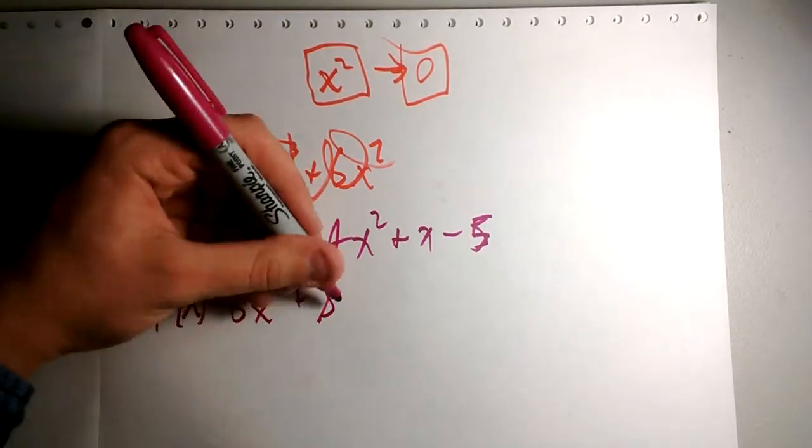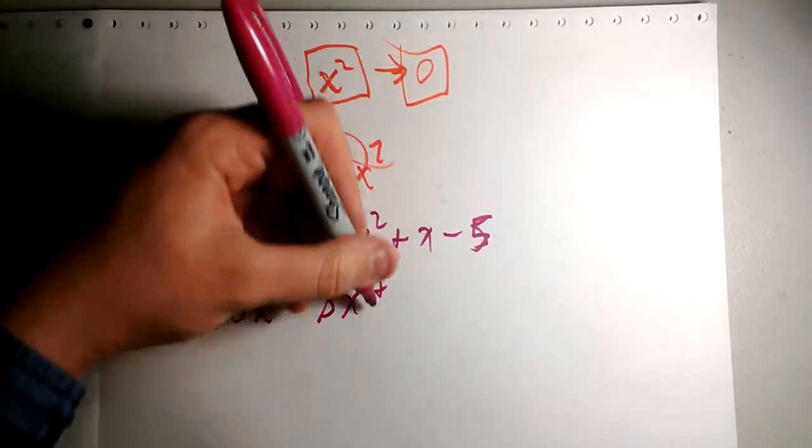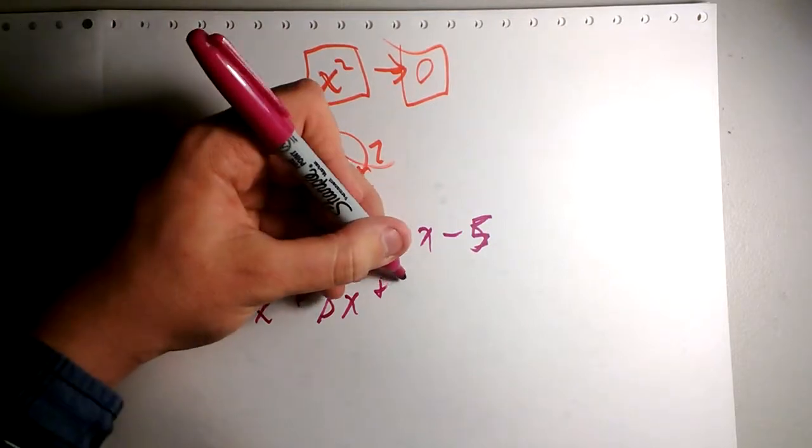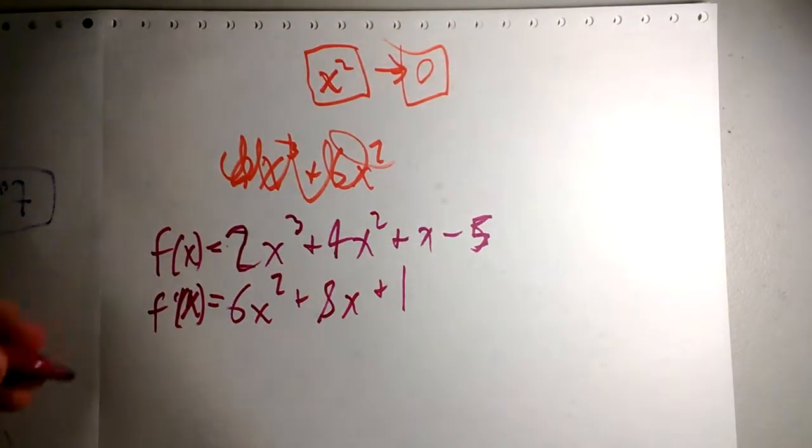2 times 4 is 8. 8 times x. The derivative, the slope of this equation basically, is 1, and that's 0. So now we have that.